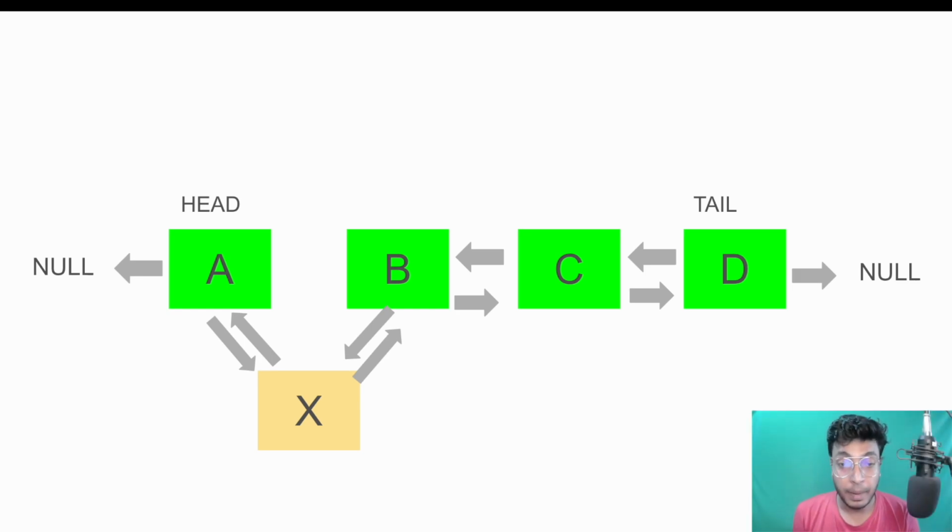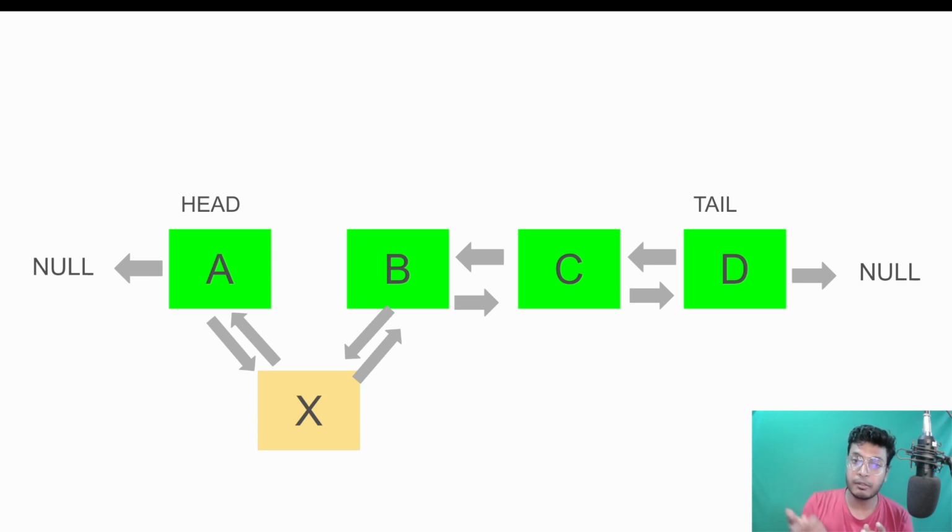Hello guys, welcome back. In this lecture, let's quickly implement the remove method in the doubly linked list. We have seen how the insert method works. So we are going to take a reference of the insert method and implement something similar to that one, but in the opposite direction.